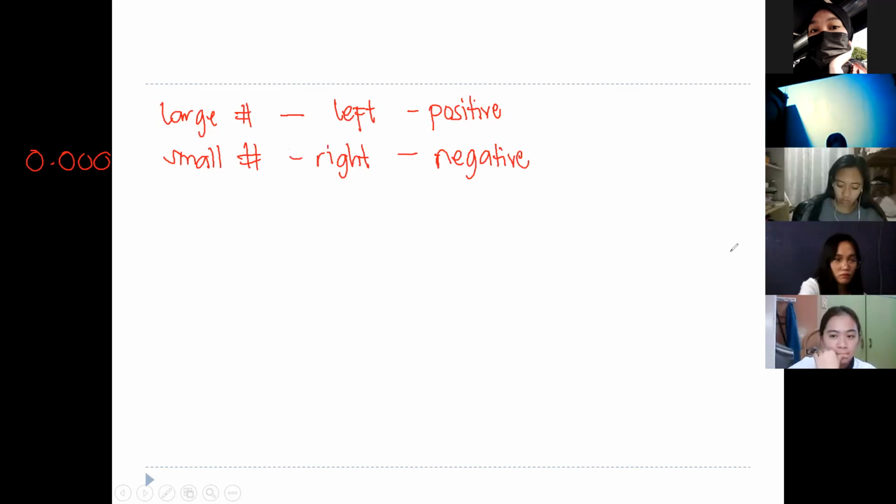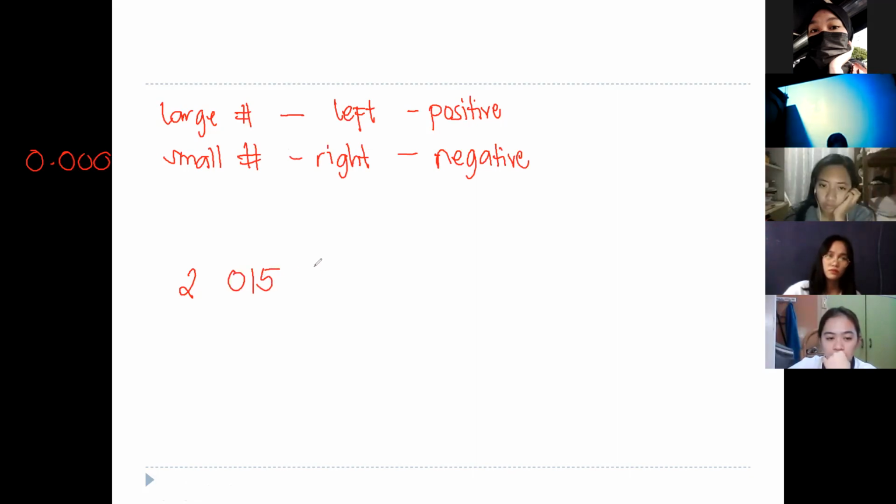Ma'am, how do we write it if there is a number in the middle of 2 million? For example, 2 million and then 15,000. Okay, so the decimal is still placed at the last part and we are still moving this 1, 2, 3, 4, 5, and 6.